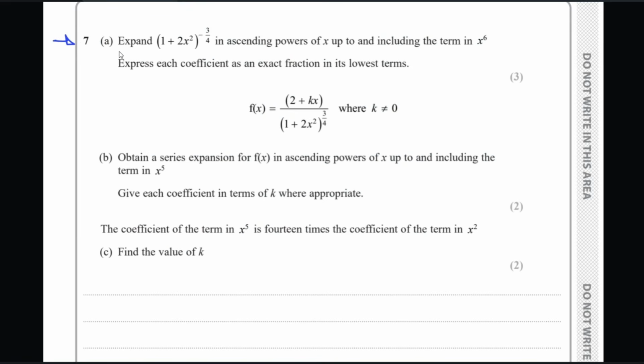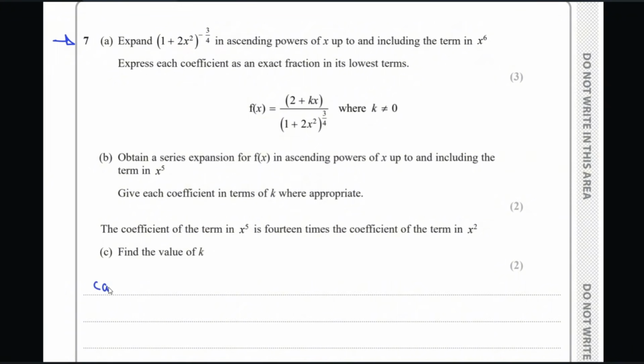Okay, question 7a. Expand (1 + 2x²)^(-3/4) in ascending powers of x, up to and including the term in x⁶. Express each coefficient as an exact fraction in its lowest terms. So we need to use the binomial expansion formulae.